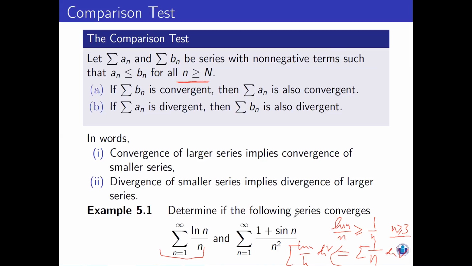For the second series, you simply notice that (1 plus sine n) over n squared is less than 2 over n squared. And now this is a p-series with p equal to 2, so it converges. So the bigger series converges, which implies that this series, the smaller one, also converges. If you have questions, let me know, right?